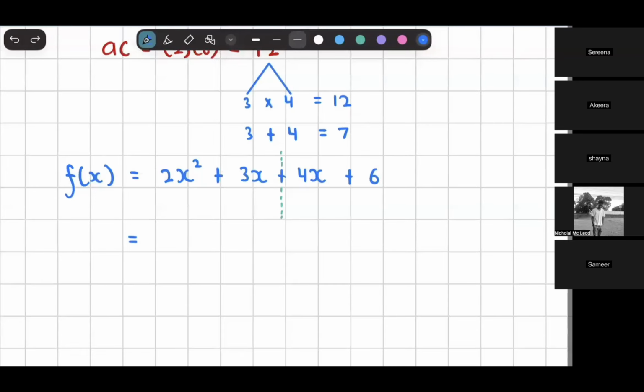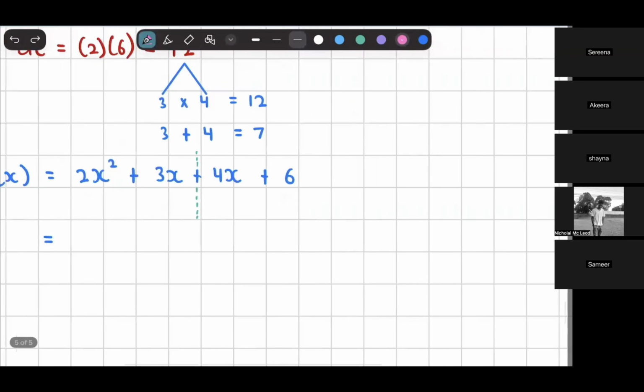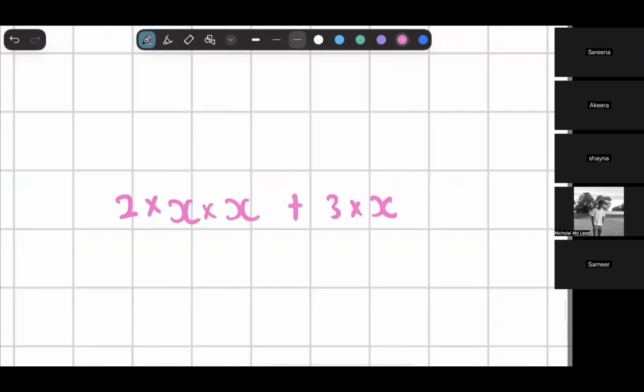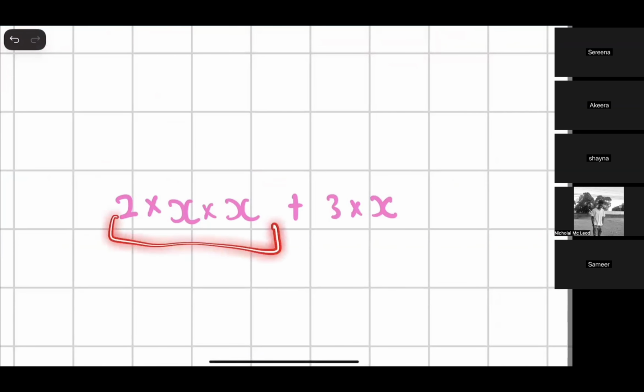I have trust issues, so let me just explain it, break it down, right? 2x squared really means 2 times x times x. And 3x is simply 3 multiplied by x. When you look at these two terms, what do both of them have in common? x, sir. They both have x in it. So if both of them have x in it, I could pull out an x. And if I pull out the x, what would I write on the inside?